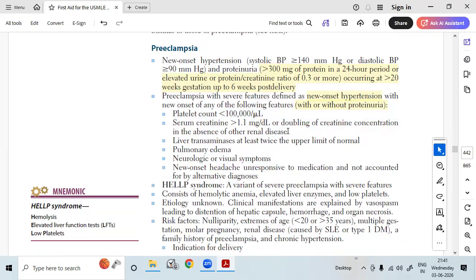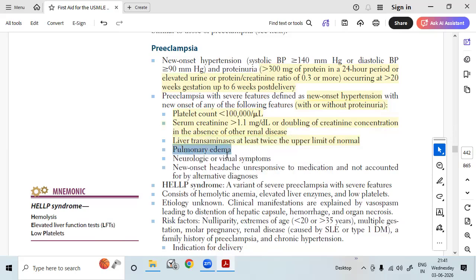Remember when we were doing the basics of physiology in pregnancy, the creatinine was supposed to be around half of what it normally is. Suppose the pregnant woman had 0.8 creatinine, then it should go down to around 0.5 to 0.4 during pregnancy. The GFR increases, creatinine drops, cardiac output increases. So if the patient comes with a creatinine of 1 or 1.1, that means there is something really wrong in the kidneys. Liver transaminase at least twice the upper limit of normal.